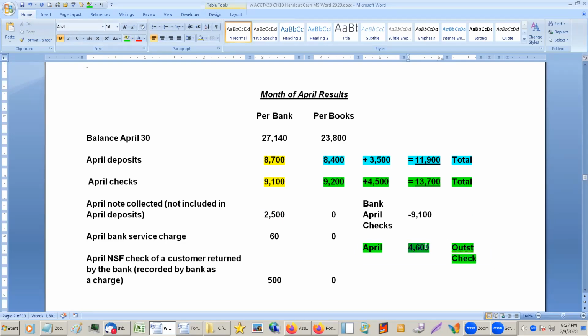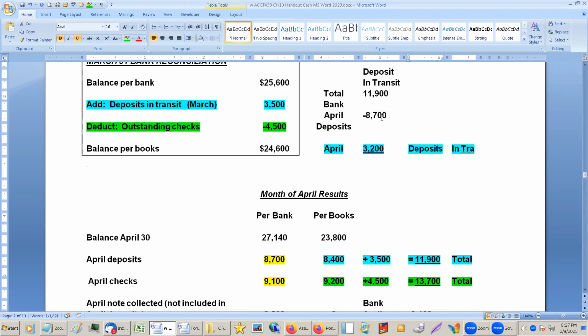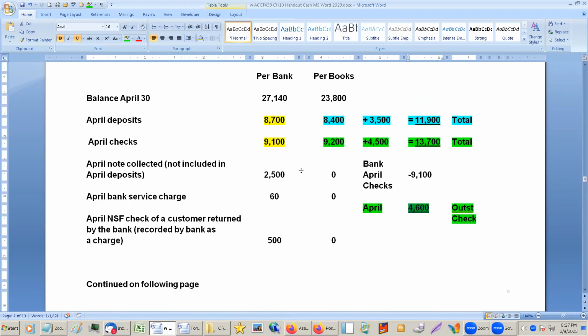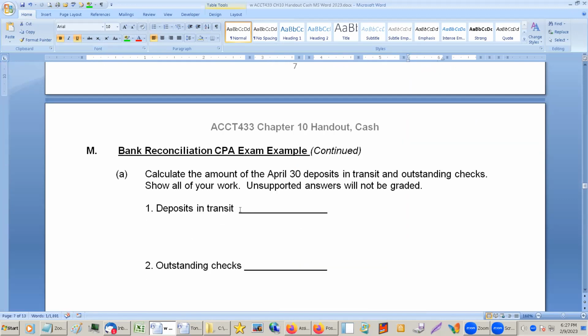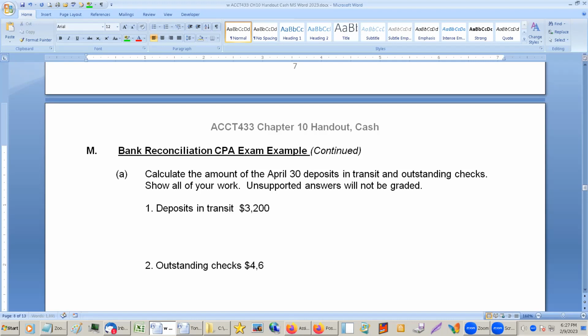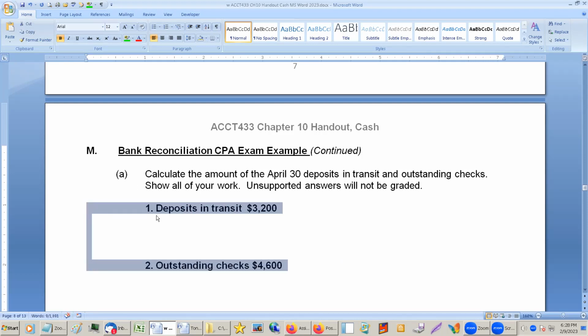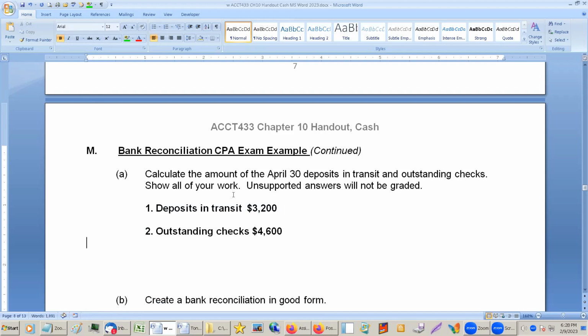Now, once we get these two, it's not so bad. So let's see here, I can put it on the other page. So deposits in transit was 3,200. Outstanding checks was 4,600. The more I look at this, I bet I did it on this page before. Tons of room here, nice and open.